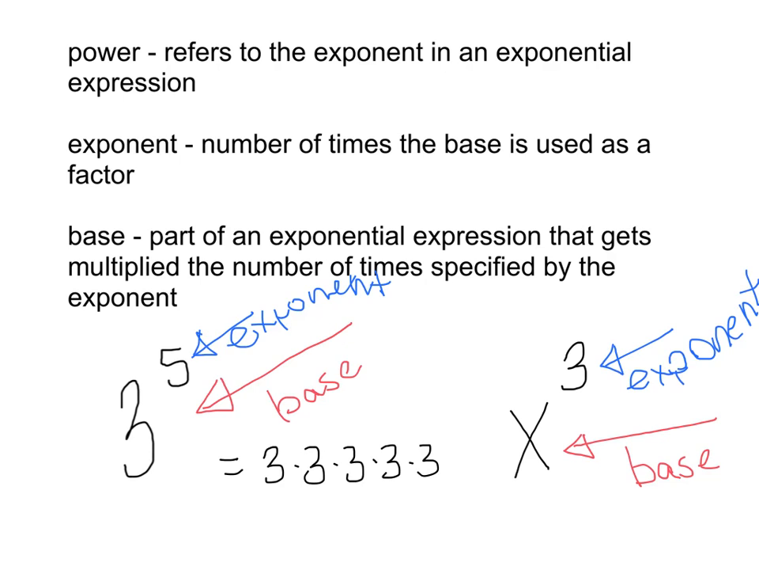Okay, and that exponent tells us if we knew a value for x, that we would multiply that value by itself 3 times. Otherwise, that means x times x times x.